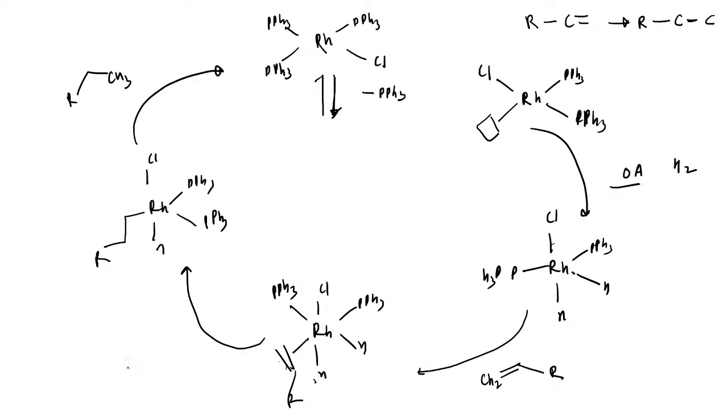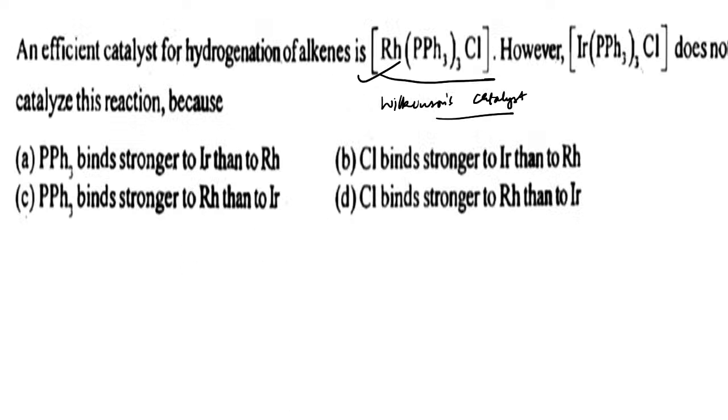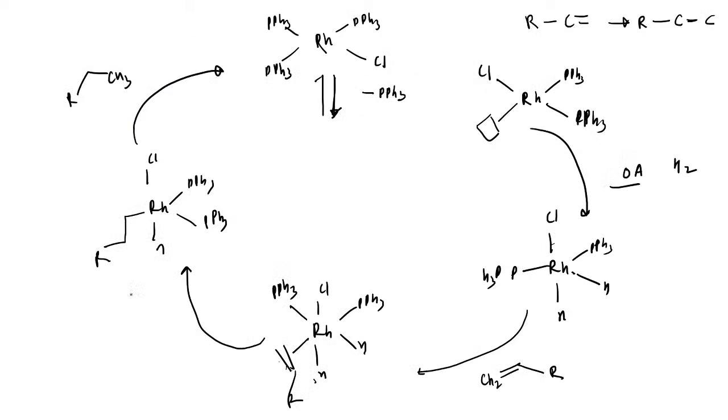Now you can just see what the question is. This is the cycle. The question is, an efficient catalyst for hydrogenation of alkenes is Wilkinson's catalyst. However, if I change rhodium to iridium, it does not catalyze this reaction. Just figure out the reason from the mechanism: chlorine is present in the initial stage and it's also present in the final stage, and this chlorine is not leaving. So chlorine is in every step. That means chlorine is not making the difference.